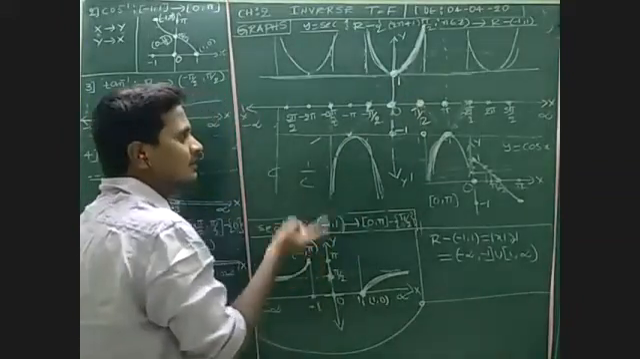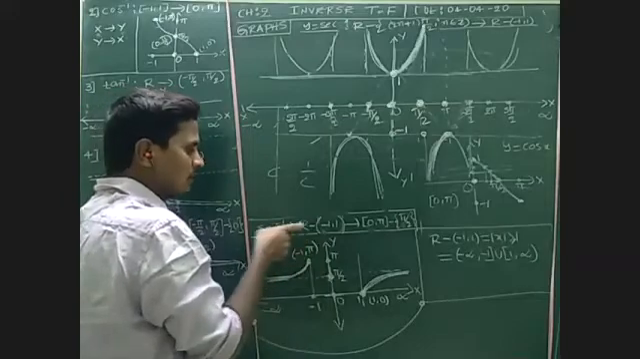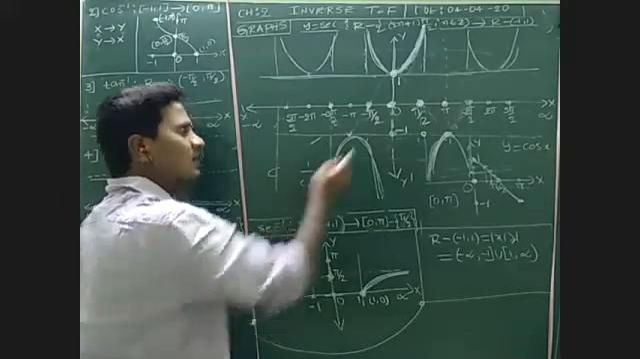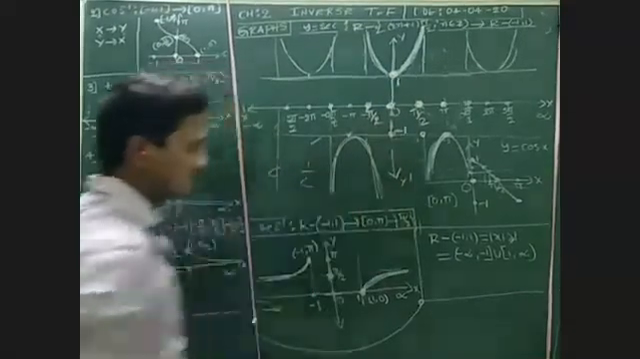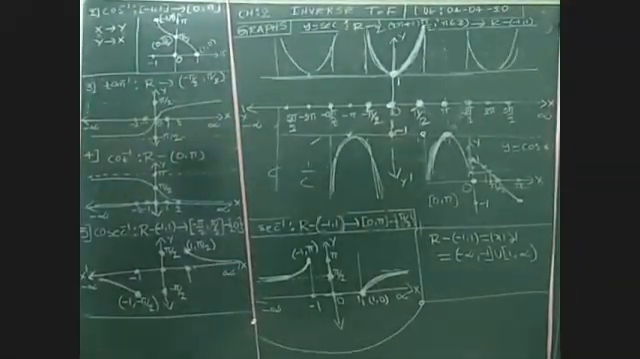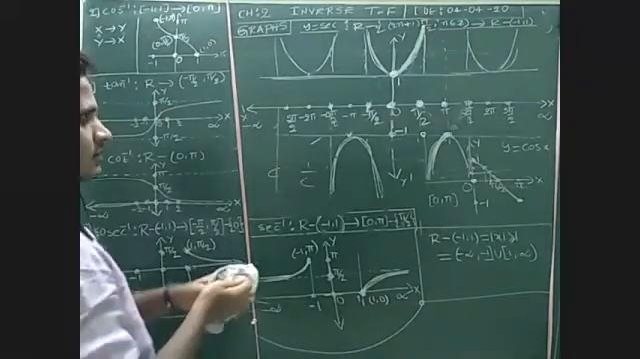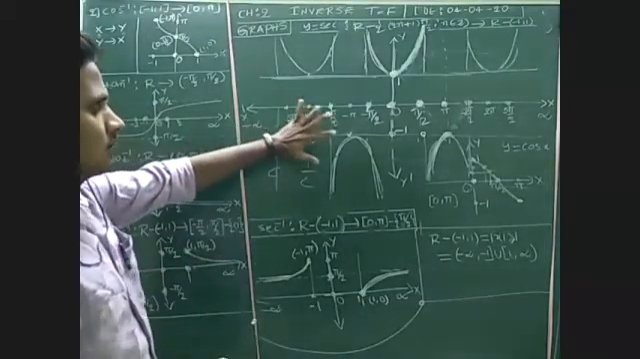Open interval means 1 and -1 belong to the real numbers. The graph exists at 1 and -1. Okay, sir. Okay, right. I think so.